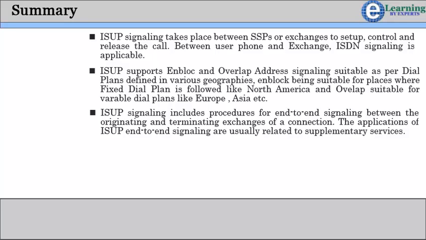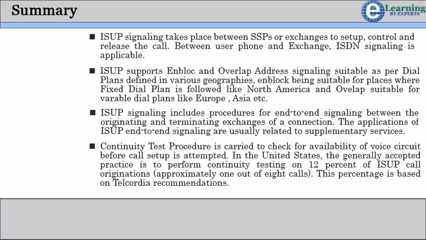ISUP signaling includes procedures for end-to-end signaling between the originating and terminating exchanges of a connection. The applications of ISUP end-to-end signaling are usually related to supplementary services. Continuity test procedure is carried to check for availability of voice circuit before call setup is attempted.